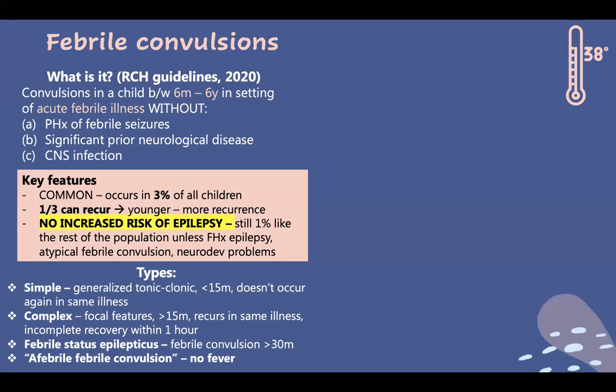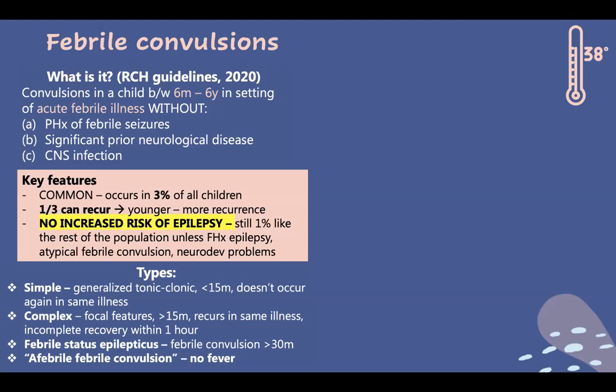There are different subtypes. So there's simple. Most of them tend to be simple. So this is where they have the generalized tonic-clonic, generally lasts less than 15 minutes and doesn't occur again in the same illness. So just to make that very clear, let's say the child has a viral URTI now, and they have a febrile convulsion. It is unlikely to occur again in that illness, but it is likely to recur. So 1 in 3 chance of it recurring in another illness.